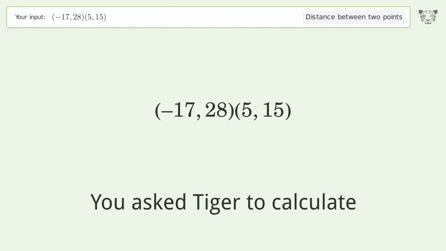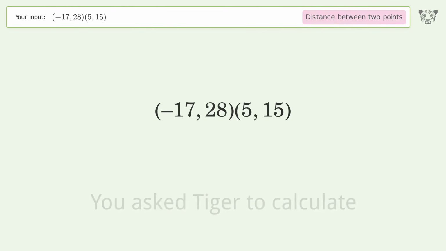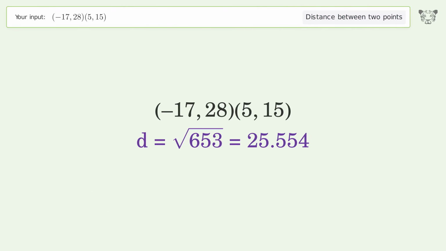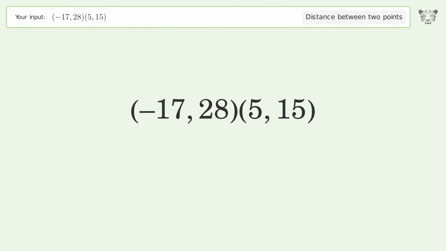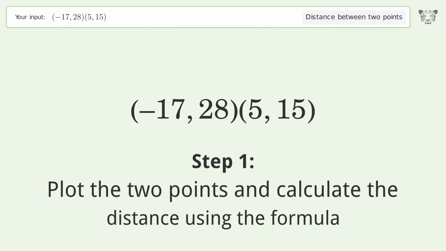You ask Tiger to calculate. This deals with the distance between 2 points. The distance between the 2 points is the square root of 653, or 25.554. Let's solve it step by step. Plot the 2 points and calculate the distance using the formula.